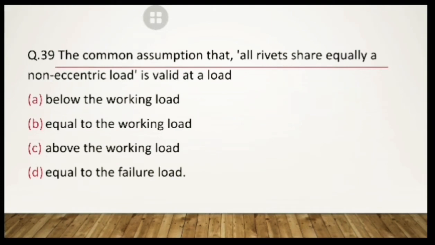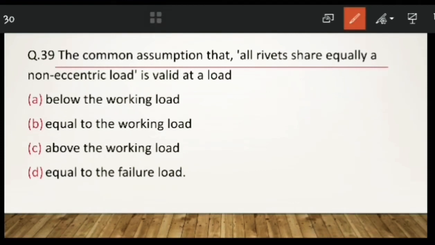Next question number 39. The common assumption that all rivets share equally a non-eccentric load is valid at a load. Option 1 below the working load, option 2 equal to the working load, option 3 above the working load, option 4 equal to the failure load. So friends, what question is asked to us? Which assumption is correct regarding a non-eccentric load? The assumption given in option D is correct. We calculate the bolt value from the failure load.